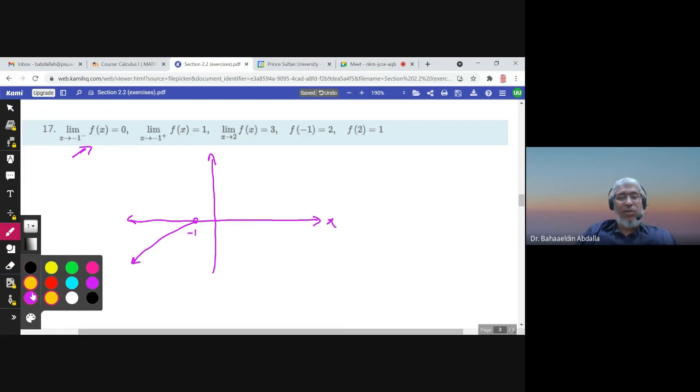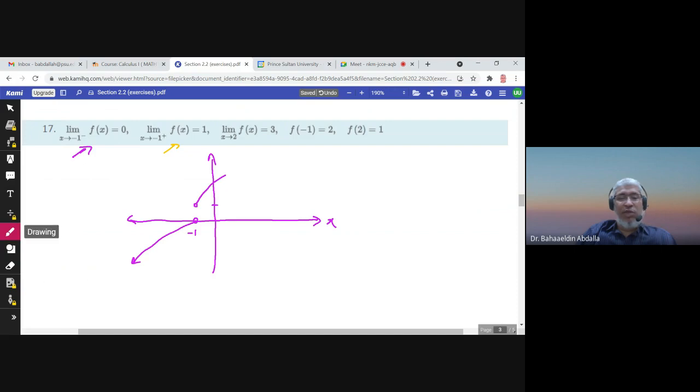The second condition, when x approaches -1 from the right, f of x approaches 1. So this is 1. We need f of x to approach 1. Okay. So for example, I'll do it like this. So when x approaches -1 from the right, the function is approaching 1. Is f of -1 given? Let me check. f of -1 is 2. Okay, so this is 2. So this would be f of -1.